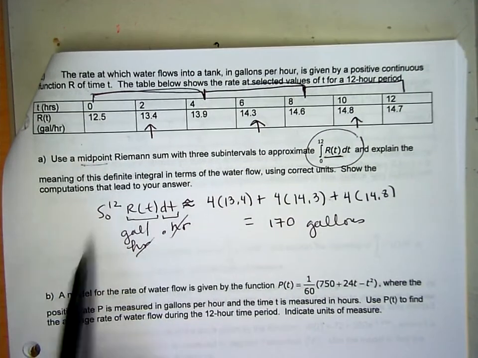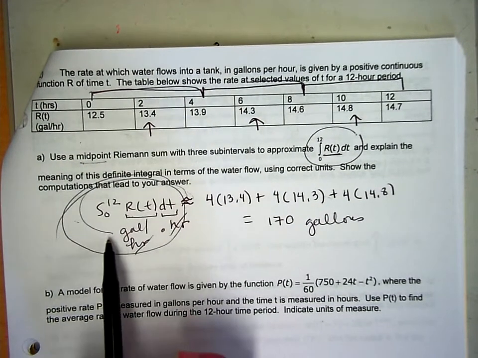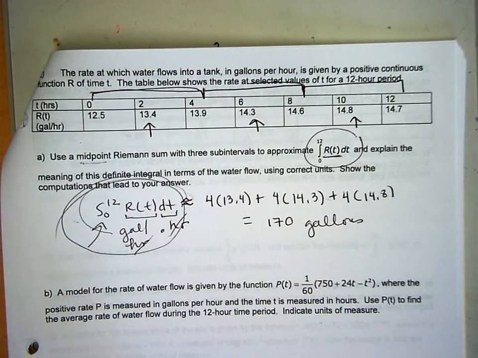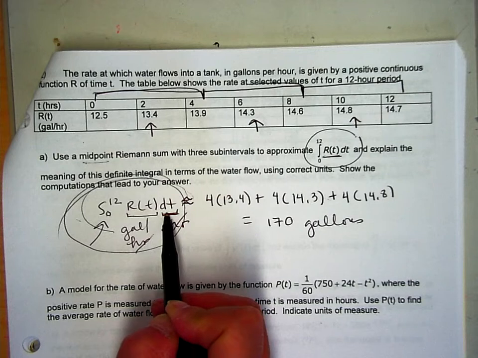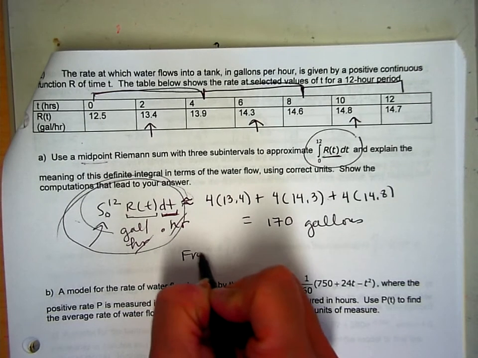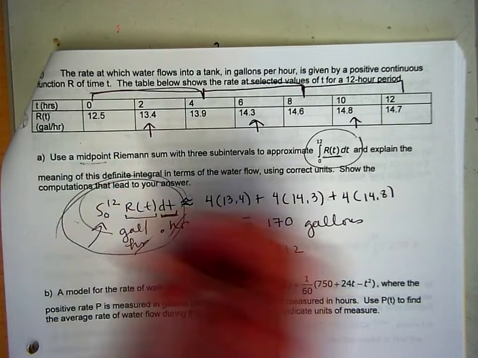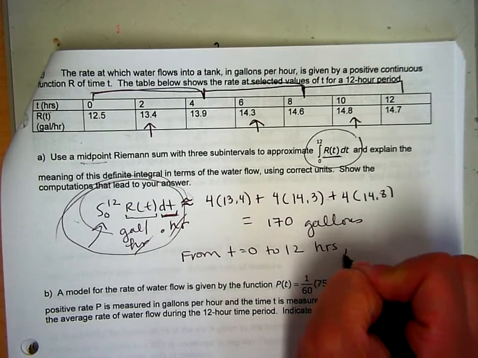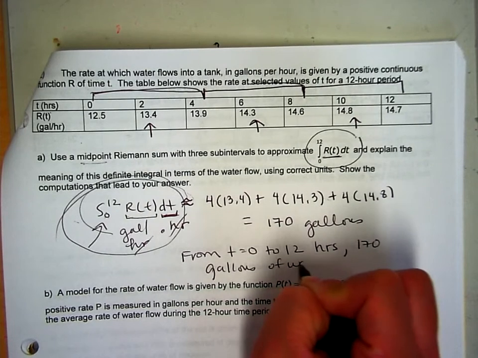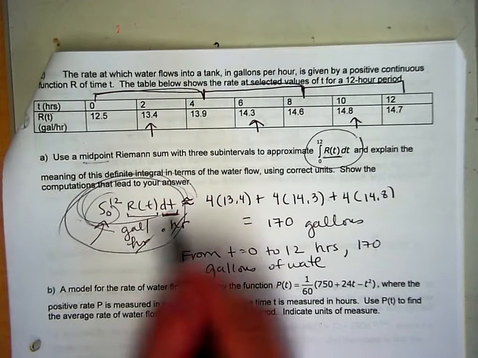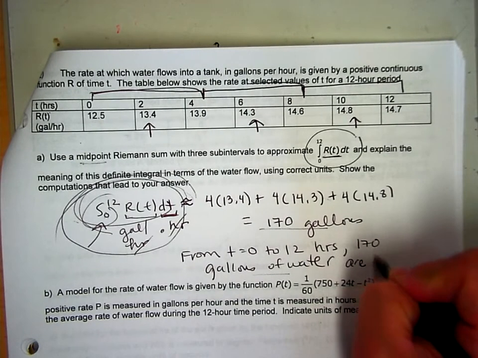Okay. Now we want to be able to explain what this answer means. So when they ask you to explain a definite integral, I always start with the bounds. So remember, these numbers match up with the dt, the variable of integration. So this is saying from t equals 0 to 12 hours, always include units in your explanation, 170 gallons of water. So I explained this, now I explain what this number is. 170 gallons of water are doing what? Are flowing into the tank.